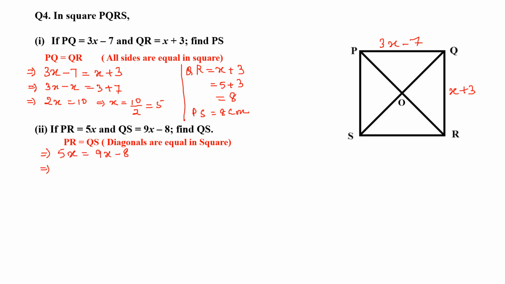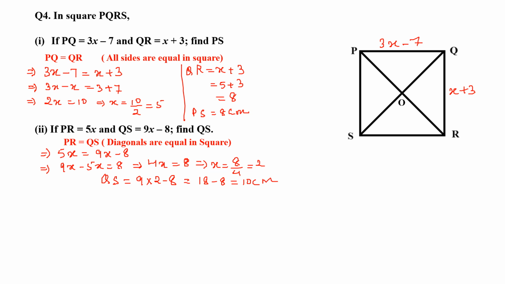If I solve it, 9x minus 5x equal to 8. So 4x is going to be 8, so the value of x is 8 by 4, which is 2. Now I have to find QS. So QS will be 9 into 2 minus 8. In 9x minus 8, in place of x, I have put 2 as value, because I got the value of x as 2. So 9 2s are 18. 18 minus 8 will give me 10 centimeter.